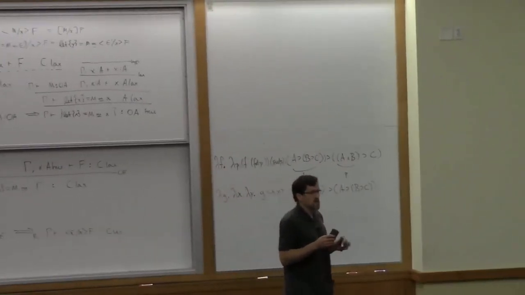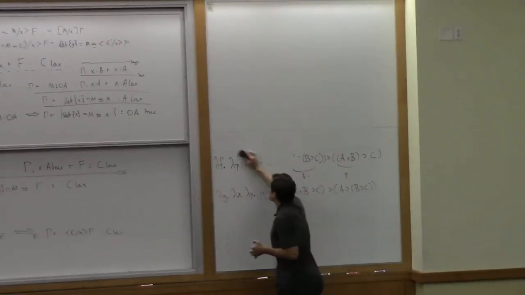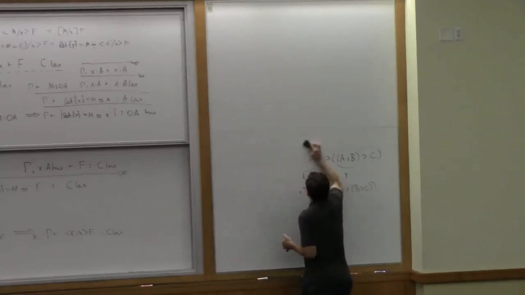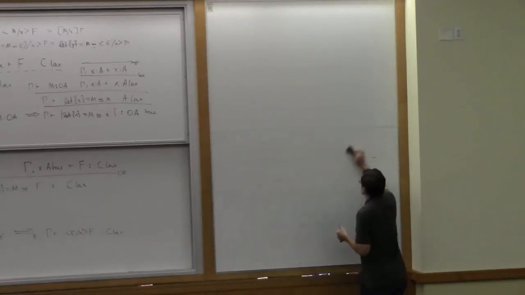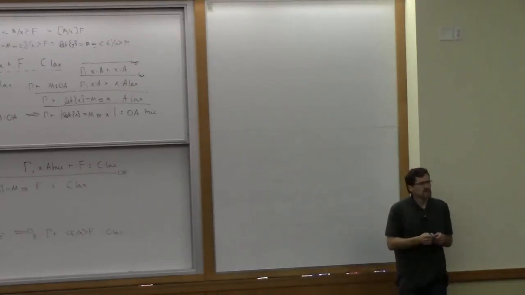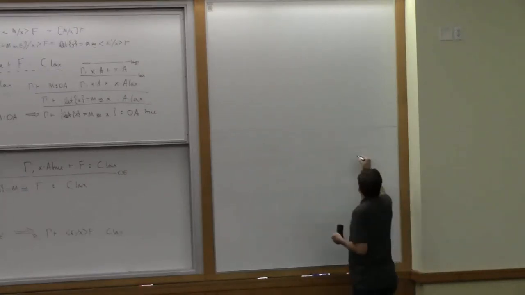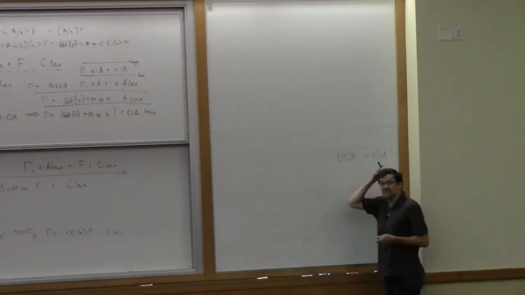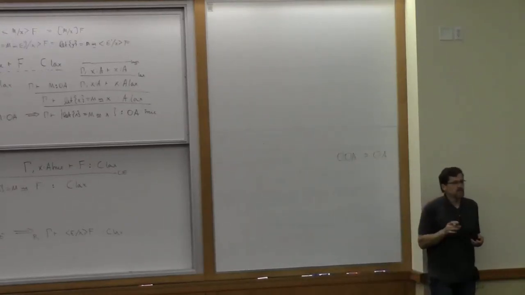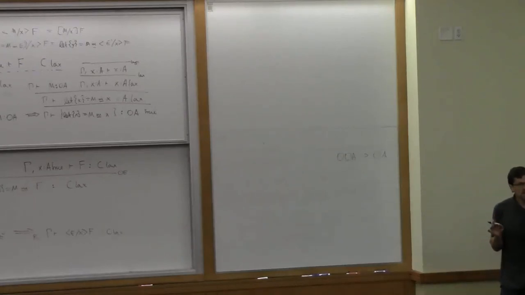We can define map, okay. But yeah, so circle A implies A is a good example. If you compose effects, it's just as good as having just one effect, right? So we should be able to prove that circle circle A implies circle A. Okay, how do we prove that? Well, we give a proof in terms of a proof term. How do we start?